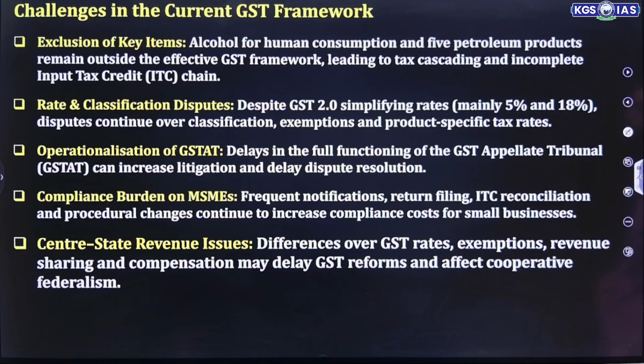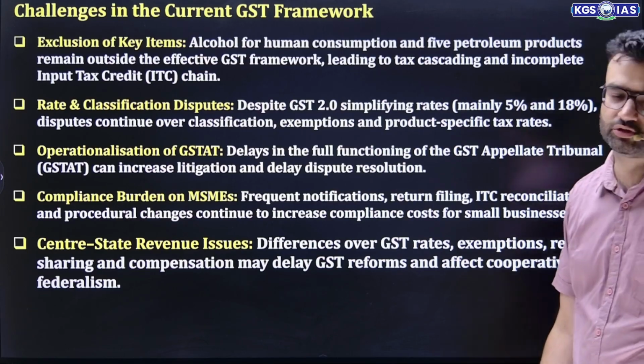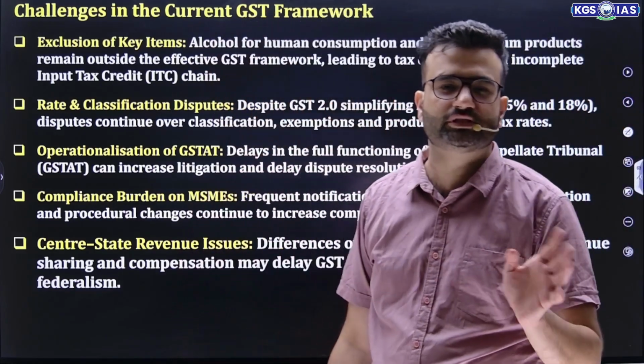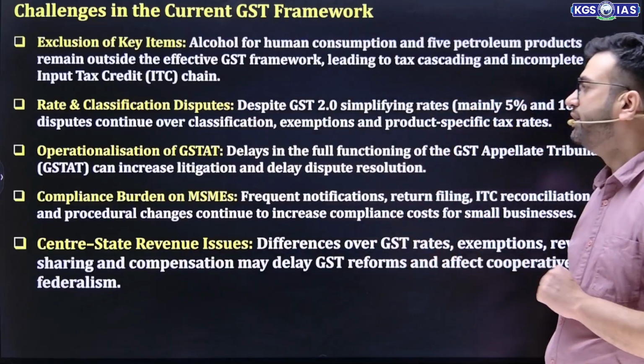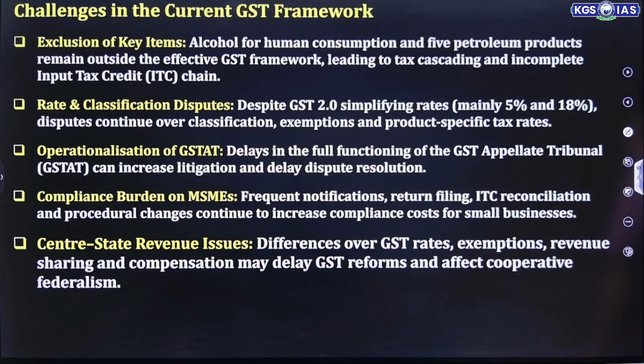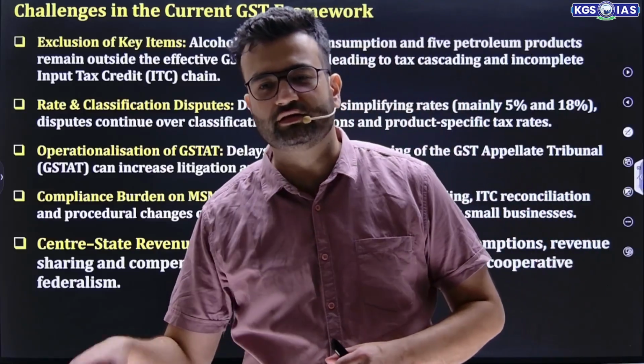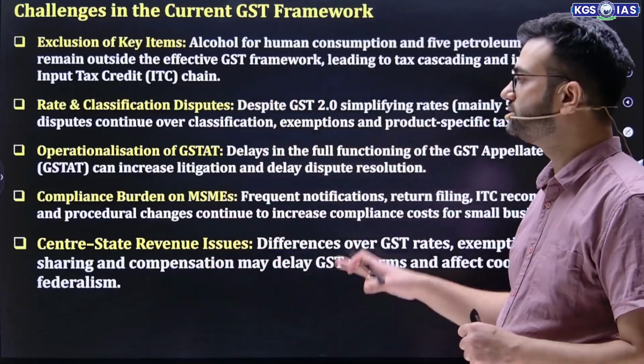Then rate and classification disputes. Disputes still remain over classification, exemption, and product-specific tax rates: why should this particular good attract 5% tax, why should it be taxed at 18%? So disputes are still there. Then delay in GST Appellate Tribunal decisions. With the full functioning of the GST Appellate Tribunal delayed, litigation increases, dispute resolution is delayed, and this creates problems.